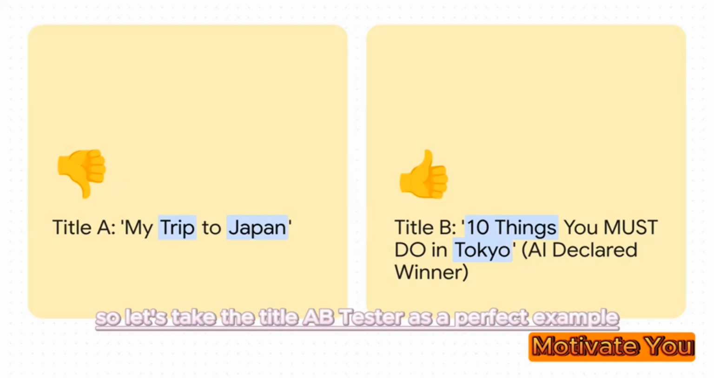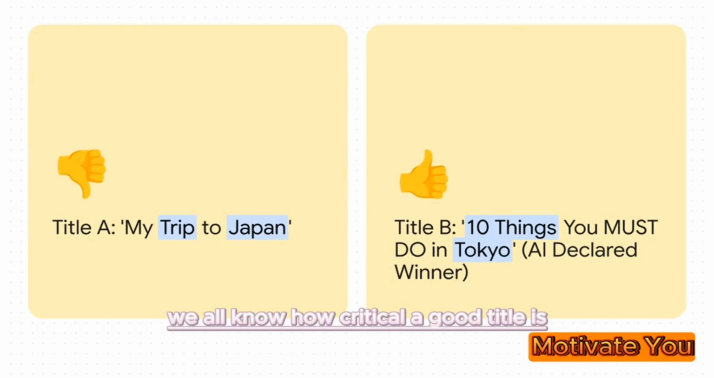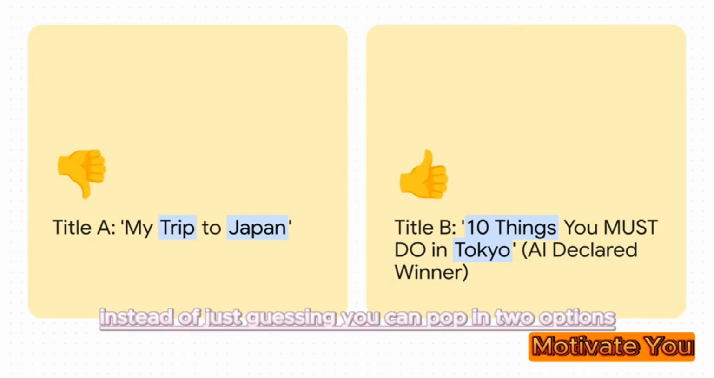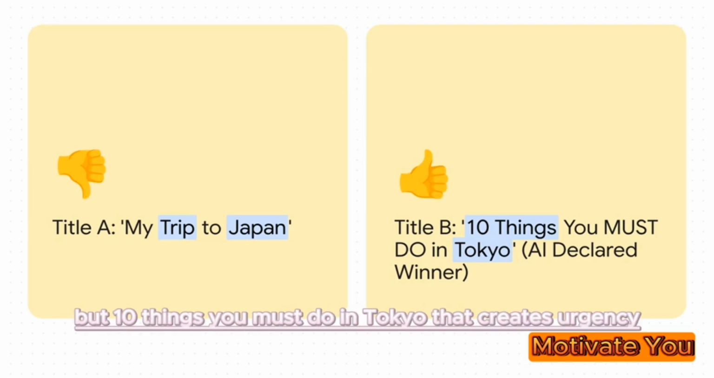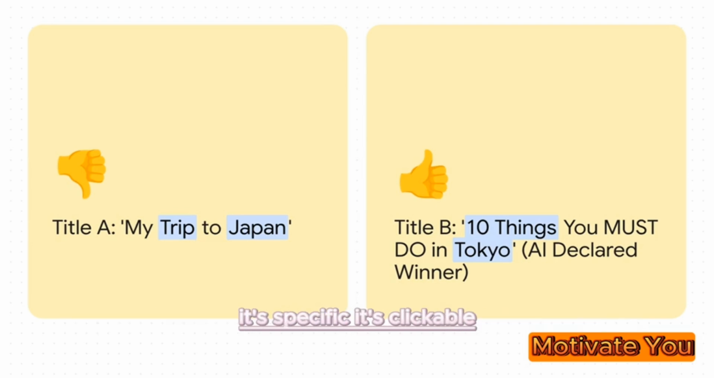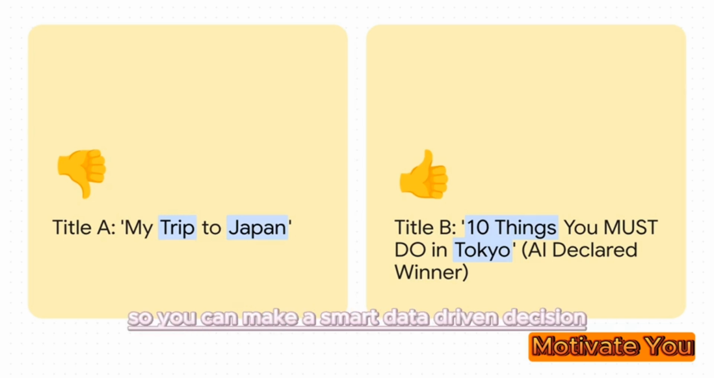So let's take the title A/B tester as a perfect example. We all know how critical a good title is. Instead of just guessing, you can pop in 2 options. "My trip to Japan" is fine, but "10 things you must do in Tokyo." That creates urgency, it's specific, it's clickable. The AI predicts the winner, so you can make a smart, data-driven decision.